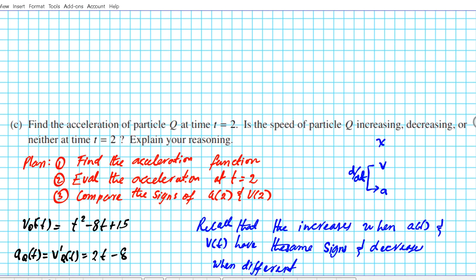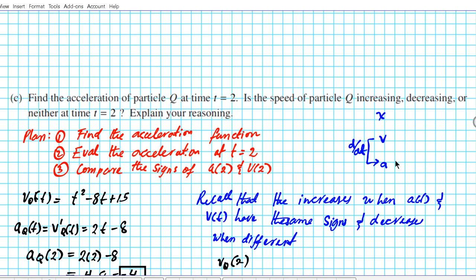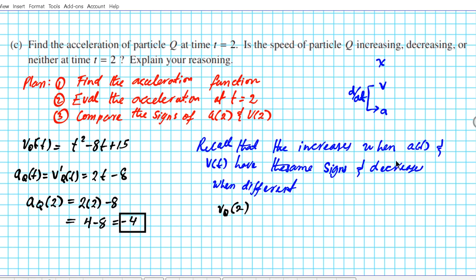And then what's the deal with the acceleration? So velocity at 2 is greater than 0. And then what's the acceleration of particle Q at 2? The answer right here, -4, is less than 0. Signs are different. So what does that mean? That means that the speed is decreasing, or the particle is slowing down.